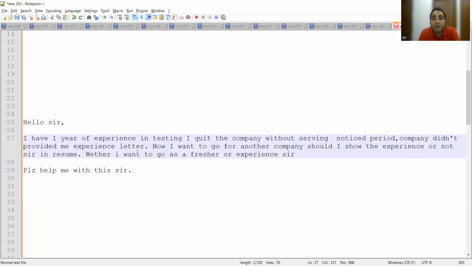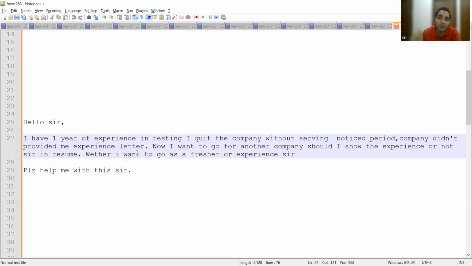And definitely you should show the experience, because if you start from scratch, imagine if you have got 20,000 per month in your first job, and now again if you don't show the experience, you might be put back to getting 20,000 only. But if you show the experience, you might be having some 10, 20, 30% of hike in your existing salary of what you were getting.